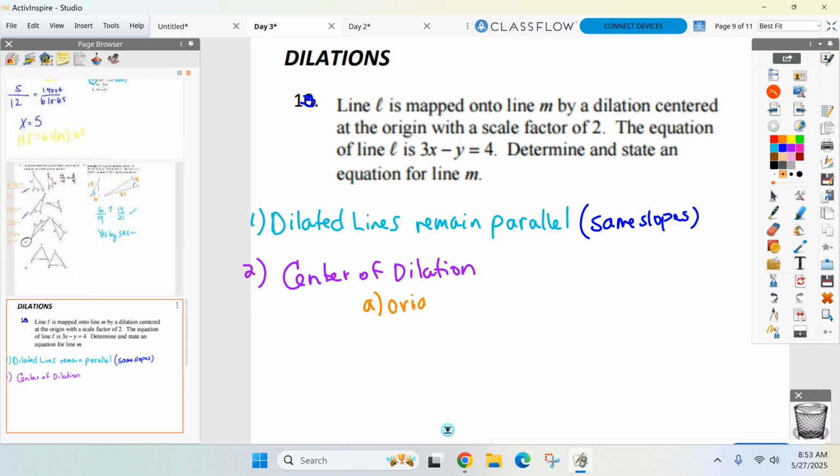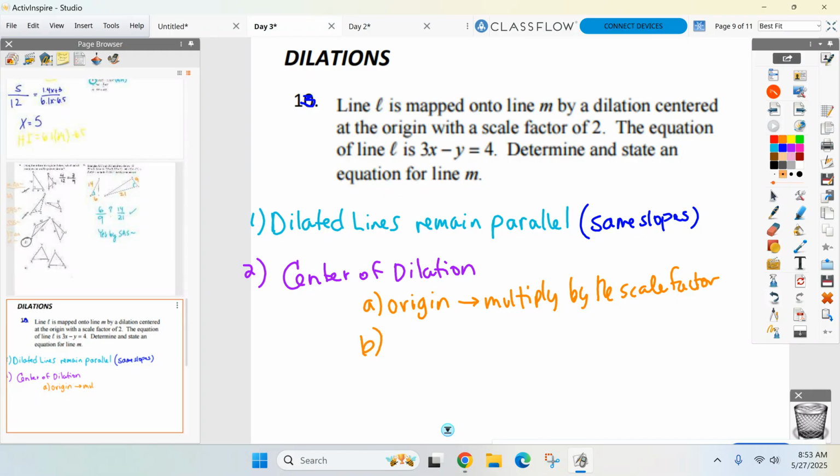If we're told we're dilating around the origin, we had a little hack back in the day. We could multiply by the scale factor. If it's the origin, we can multiply by the scale factor, which we'll do here in a minute for number 13.